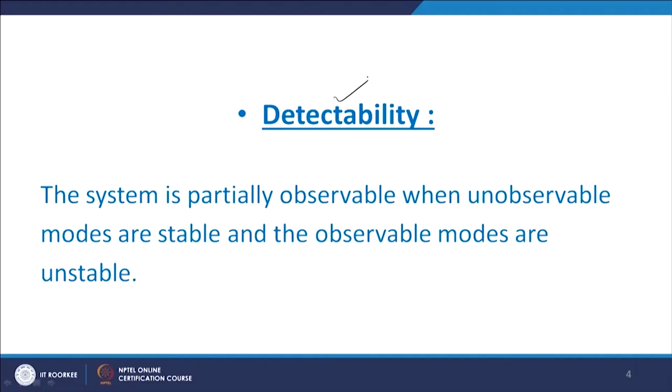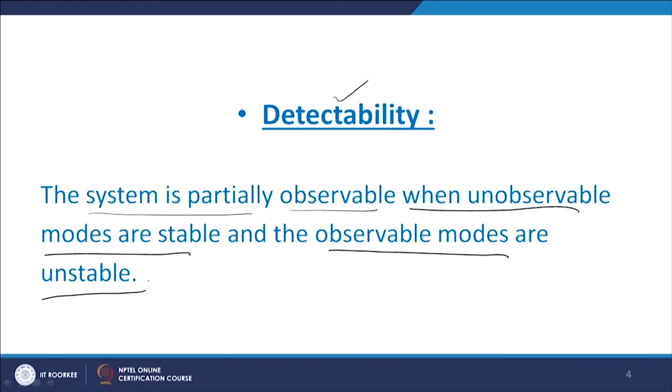This partially observable system is called detectability. So how do we define this? The system is partially observable when the unobservable modes are stable and the observable modes are unstable. Now we will see this through an example.